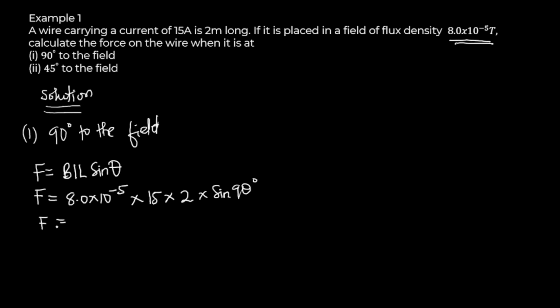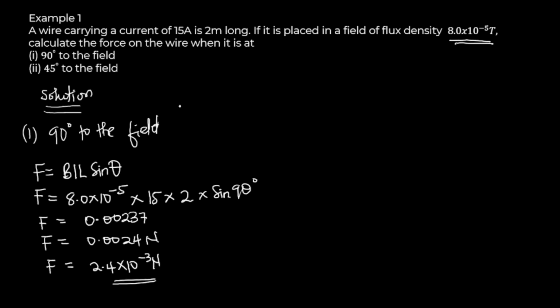So from here, if we multiply everything, we are going to get an answer of 0.00237, which is approximately equal to 0.0024 newtons. Or if you want to write it in standard form, you have 2.4 times 10 raised to the power minus 3 newtons as the force associated when we have a current of 15 amperes in a wire of 2 meters long in a flux density of 8.0 times 10 raised to the power minus 5.